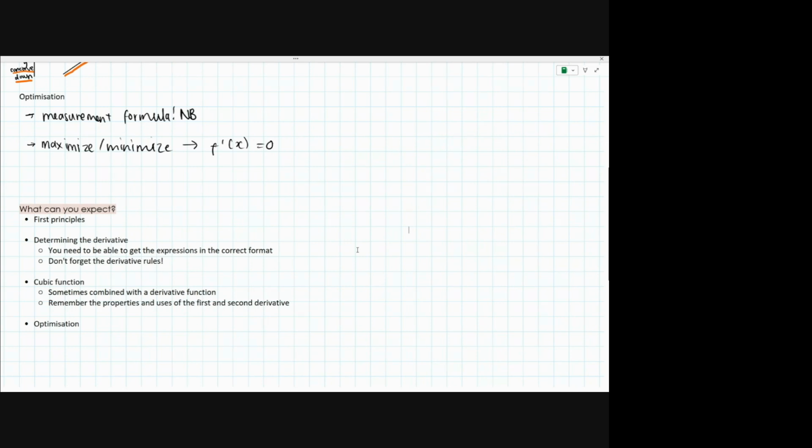The first derivative is gradient: where is it increasing, where is it decreasing, where are your stationary points? The second derivative is concavity and points of inflection.